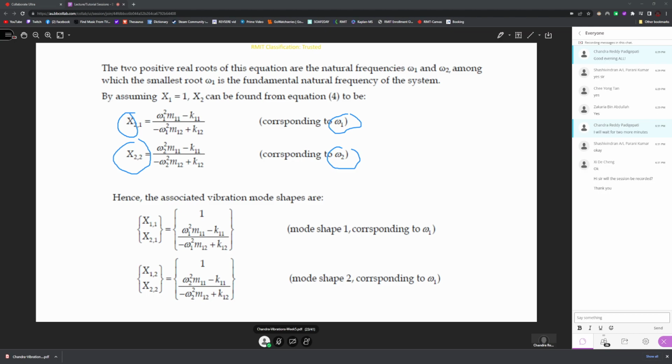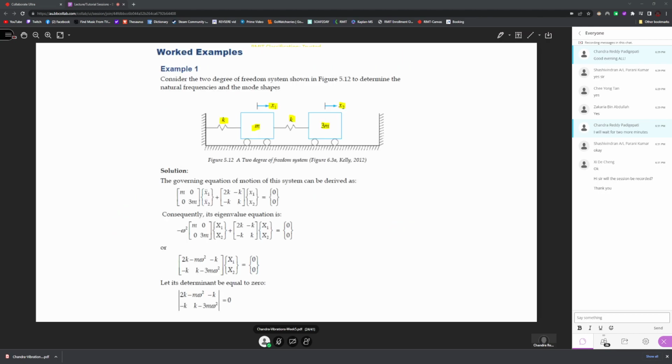So now for the omega 1 frequency, you can write the mode shape like this. The first displacement we always take as 1. With respect to this displacement, we get the displacement of the second mass. Similarly for frequency 2, the first displacement is 1, and with respect to that we get the displacement of the second one. These are known as the mode shapes. Basically they are the displacements, how the displacement of the masses takes place.